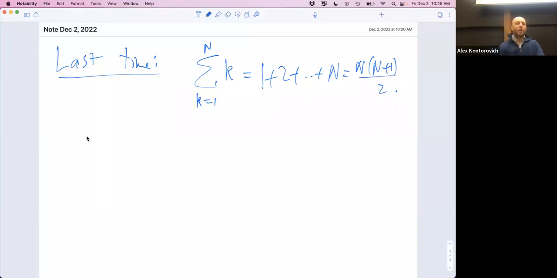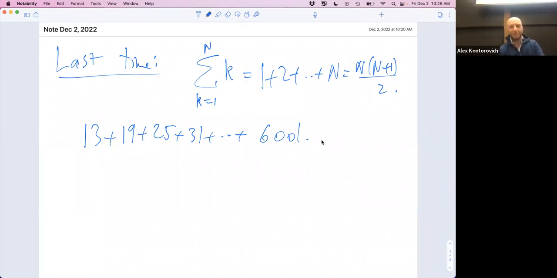Beautiful. So what if we had something like 13 plus 19 plus 25 plus 31 plus ... 6001? How would you figure out something like this very, very easily? What are these numbers? Is there some pattern to these numbers?